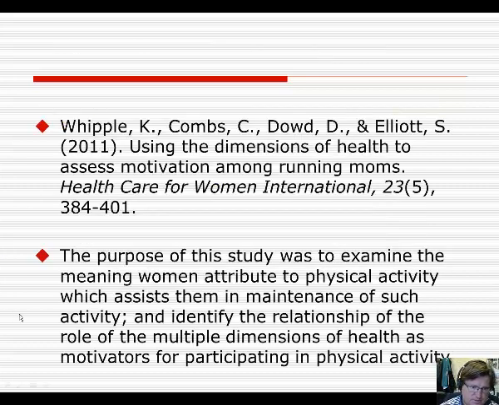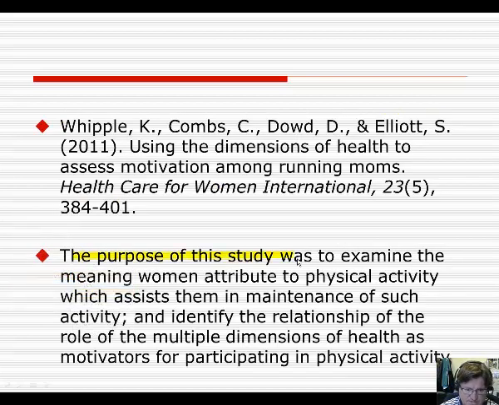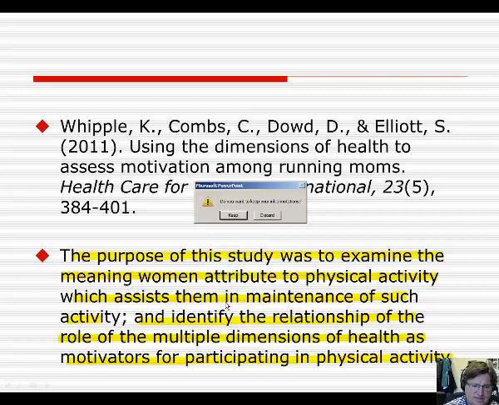Here's one that a bunch of us did. The purpose of this study was to examine the meaning women attribute to physical activity which assists them in maintenance of such activity, and identify the relationship of the role of multiple dimensions of health as motivators for participating in physical activity. It's a little bit wordy, but you can see it's another study that we've done where you have to give a purpose statement. You have to have a person.